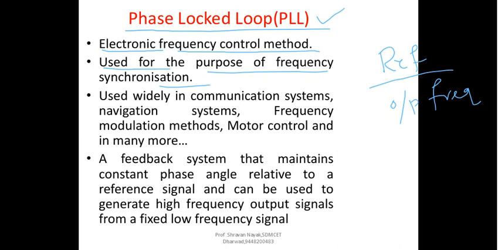Now if you look at its generalized applications, not specific applications, they are very widely used in communication systems, where there is a possibility that frequency deviation might take place over the large range of traveling of the signals. They are also used in navigation systems. They are used in frequency modulation methods, and, electrically speaking, in many motor control applications, we will have the application of phase locked loops.